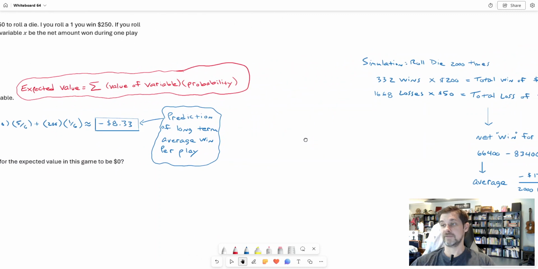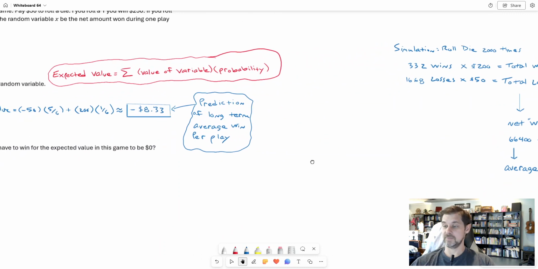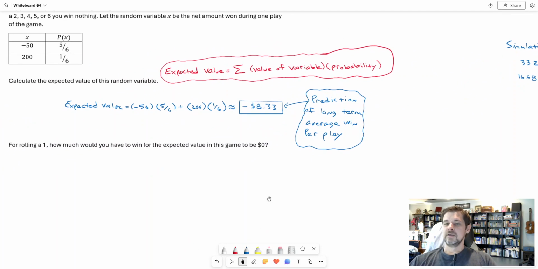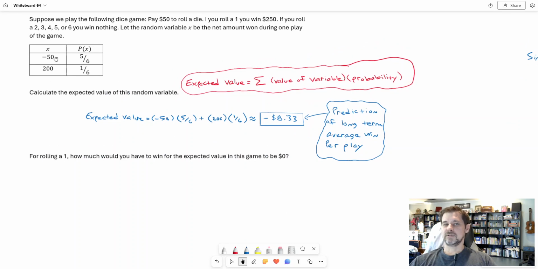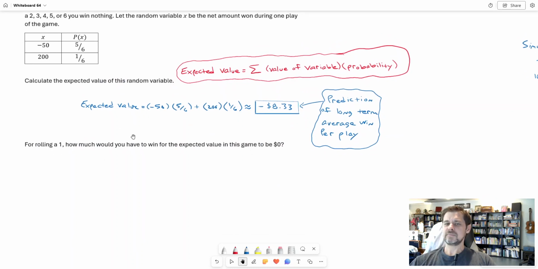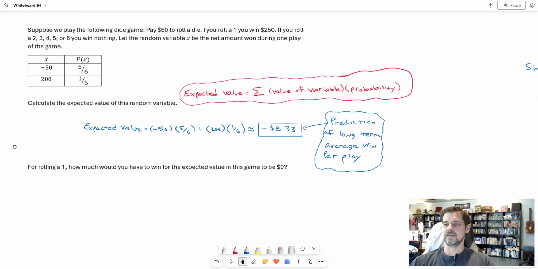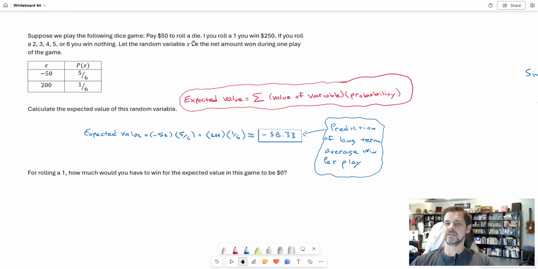You might not even have to play it 2,000 times. It might be much less than that, all depending on how close the loss and the win are together. Now, let's look at this. So we got a net loss on this game. Most likely as we play this game more and more times, we're going to approach losing about $8.33 per play.